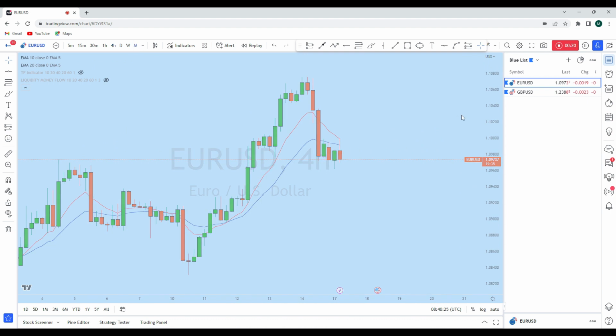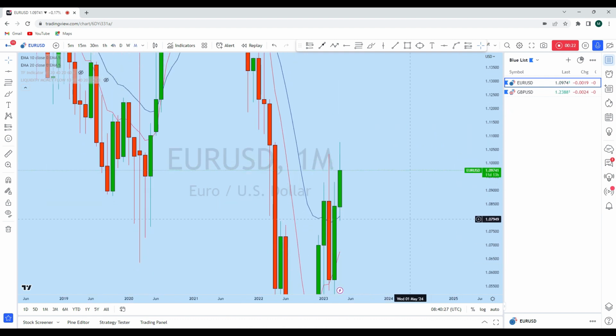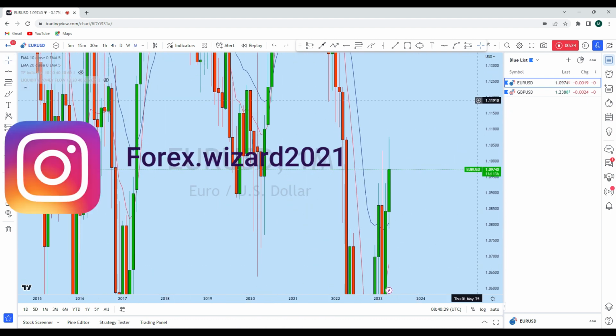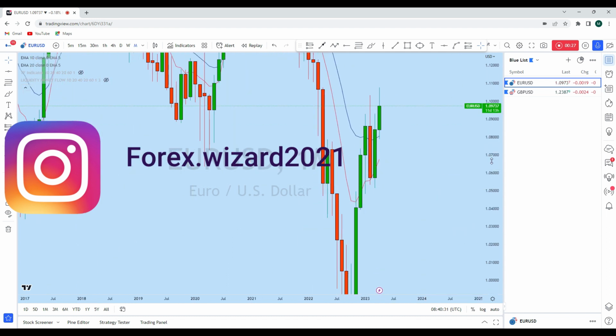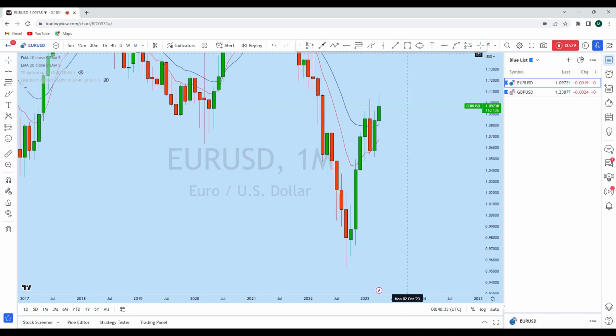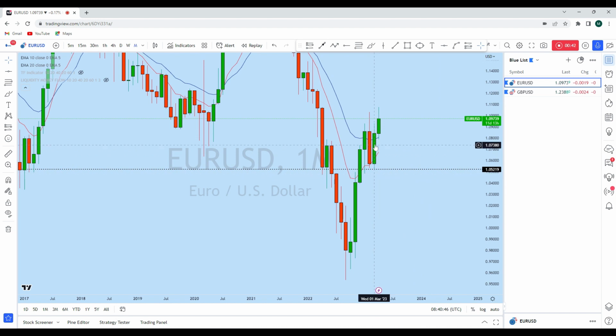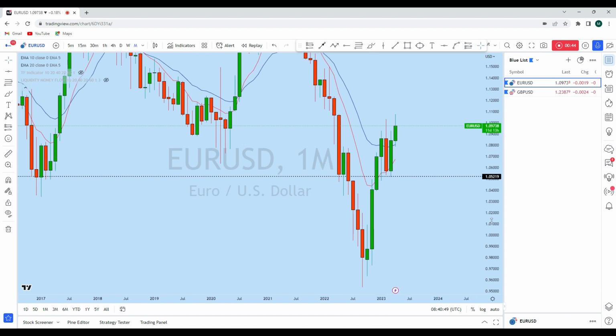Looking at monthly, first of all, starting with Euro dollar, we can see that from the monthly perspective, this is a long-term bullish market. We can see that from this monthly support, Euro dollar has a big impulsive move to the upside, followed by this correction to another monthly important level of support. And from that support, we have seen that Euro dollar has created this bullish candle previous months.